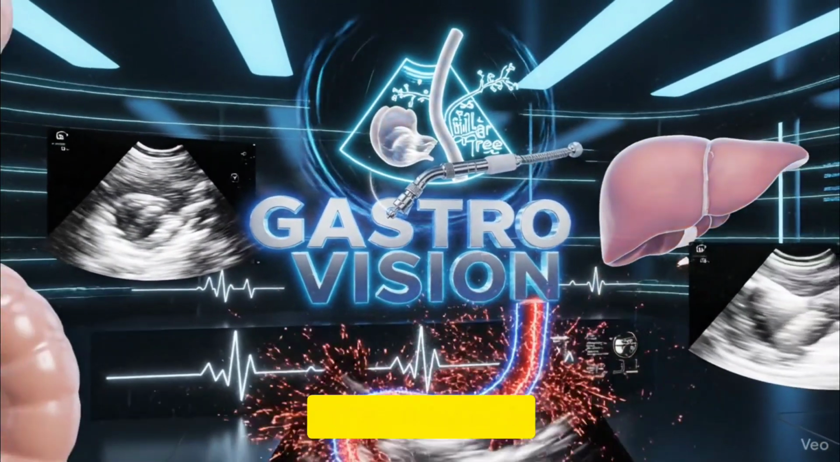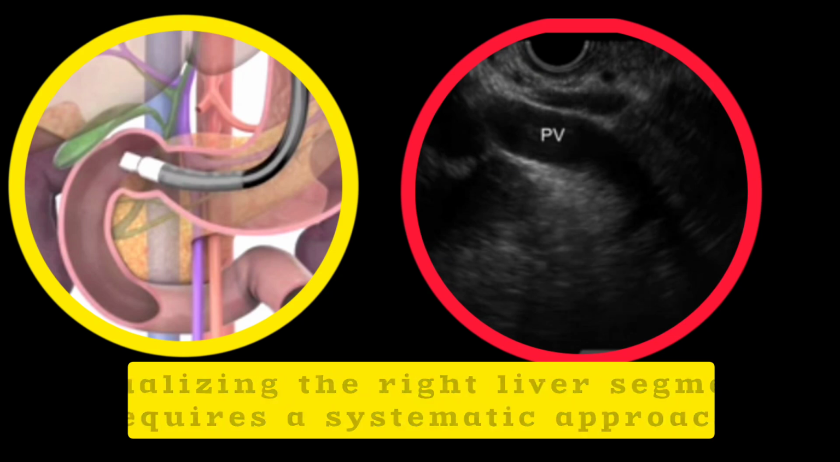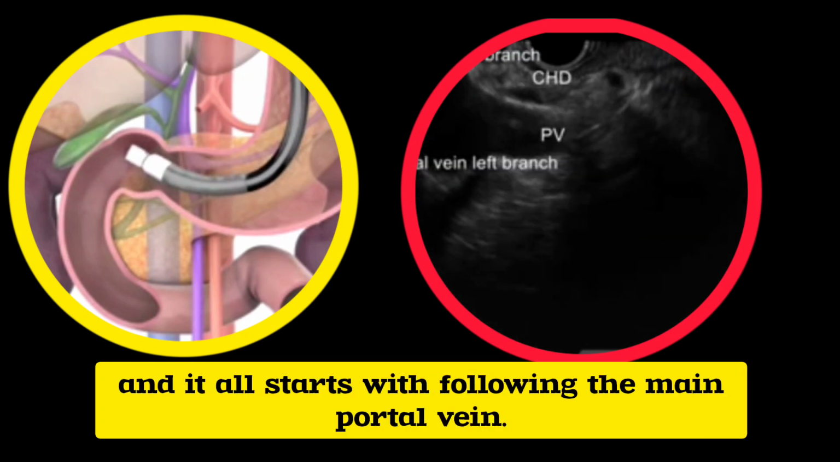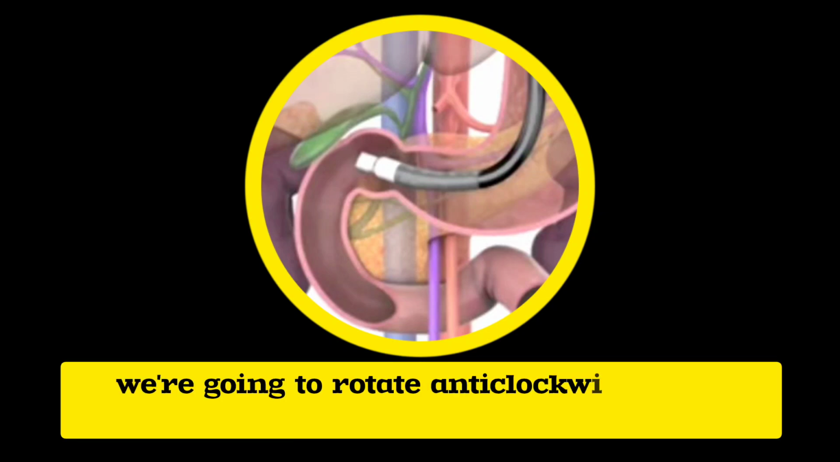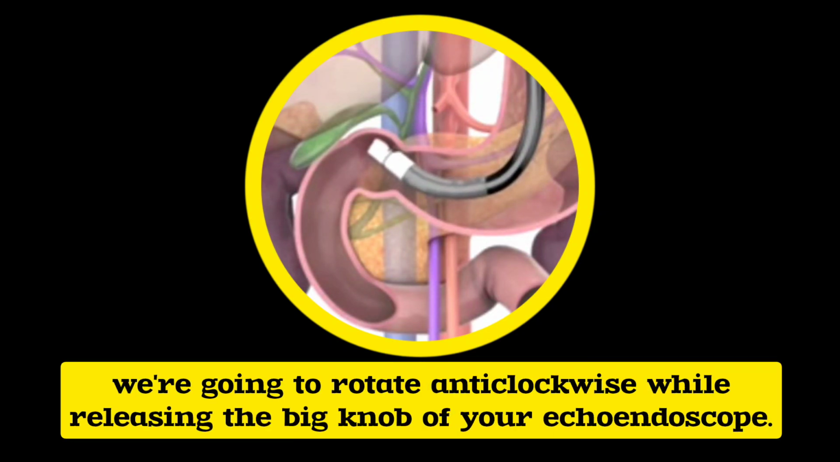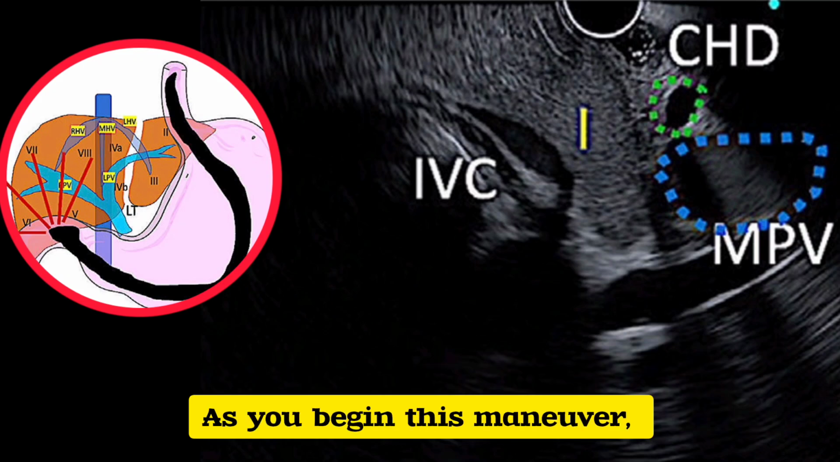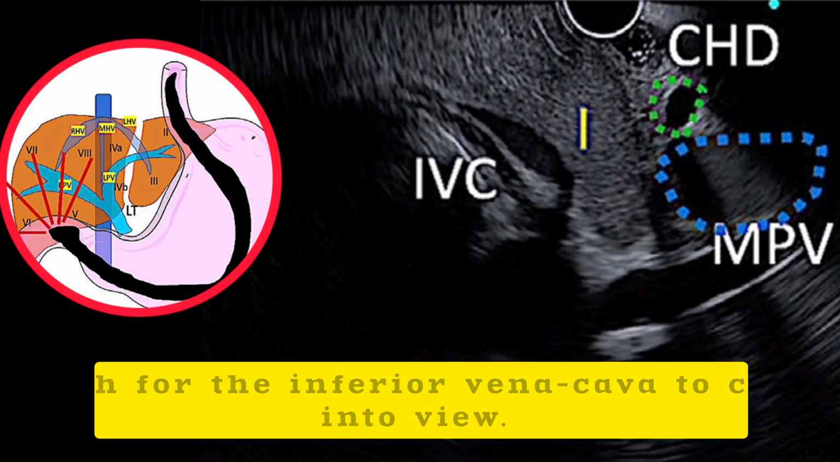Let's dive in. Visualizing the right liver segments requires a systematic approach, and it all starts with following the main portal vein. Here's the key technique. We're going to rotate anticlockwise while releasing the big knob of your echoendoscope. As you begin this maneuver, watch for the inferior vena cava to come into view.